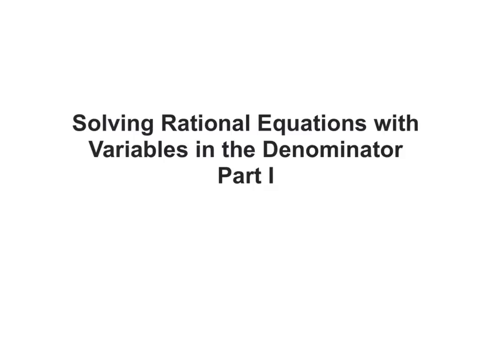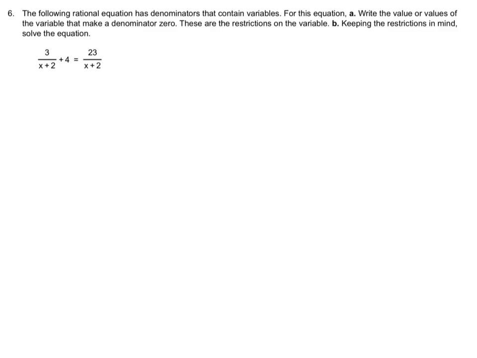Solving rational equations with variables in the denominator. Part 1. Question 6. The following rational equation has denominators that contain variables. For this equation, write the value or values of the variable that make the denominator 0. These are the restrictions on the variable. B. Keeping the restrictions in mind, solve the equation.